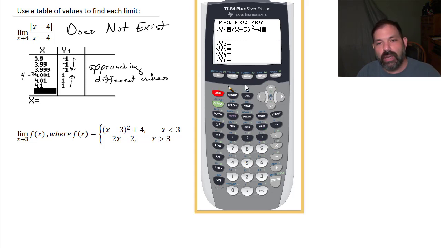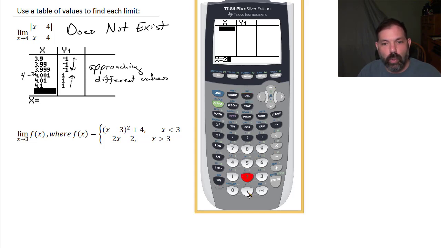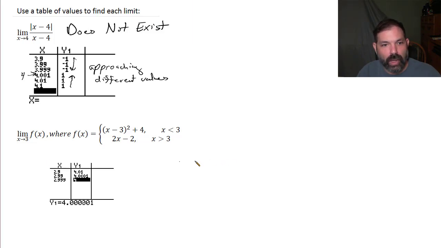All right, so if x is less than 3, we could use inputs like 2.9, 2.99, 2.999. Again, it's showing 4, but really it's 4 point and a bunch of decimal places. So let me drag this down here. Okay, so this is only the first piece, the (x minus 3) squared plus 4 if x is less than 3. So that's the first piece.